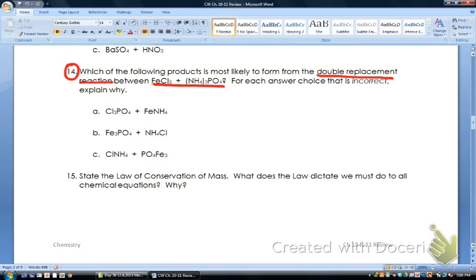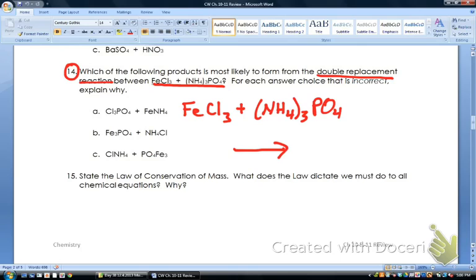So I start by writing my FeCl3. This is going to be added to NH4, PO4, and then my products, so I'm going to draw this down here so I have room. My products are going to be formed when the Fe replaces the NH4.